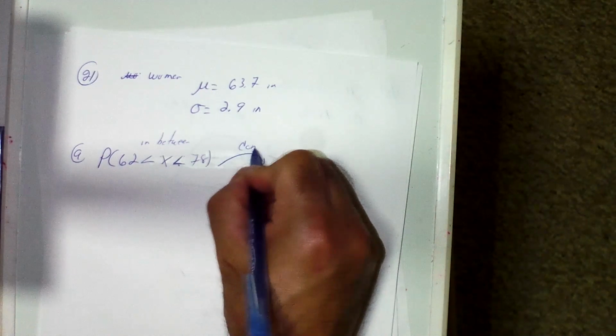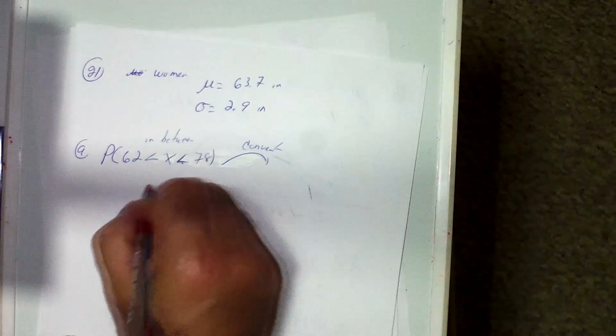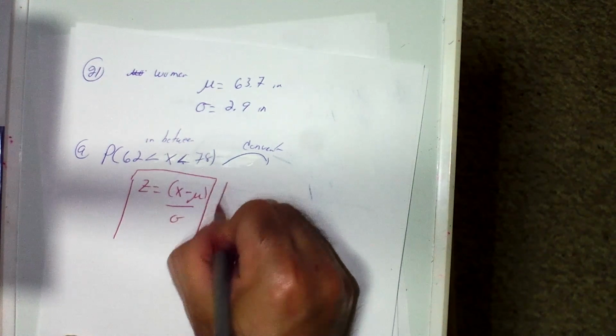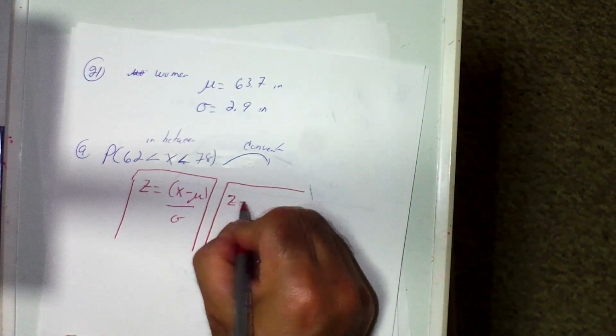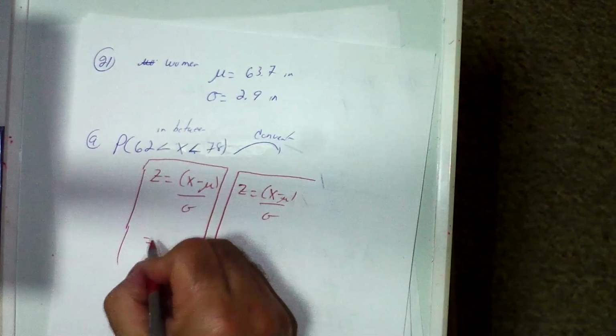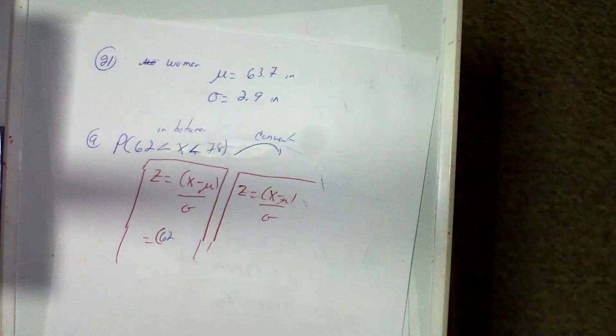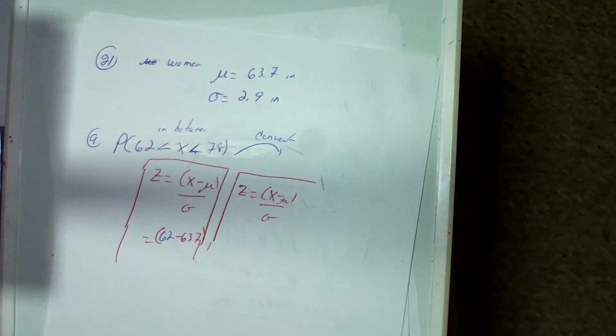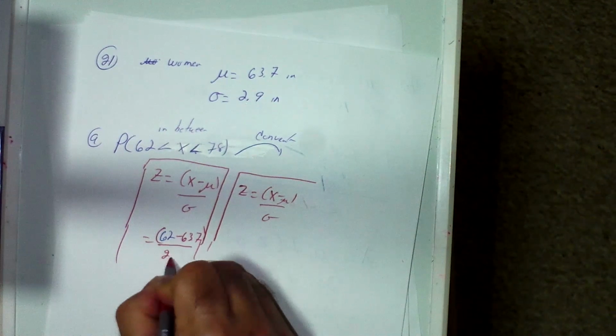In between. All right. So we have to convert both numbers. Here we go. Z equals X minus mu over sigma. I've got to do it twice. X minus mu over sigma. All right, here we go. I'm going to plug them in. I'm going to put the 62 first. 62 minus 63.7. I almost caught myself, I was going to put 100, but that's the wrong question. And then we'll do the other number.